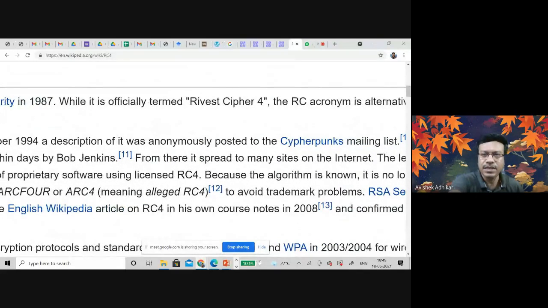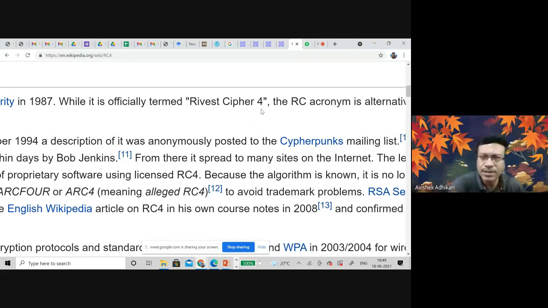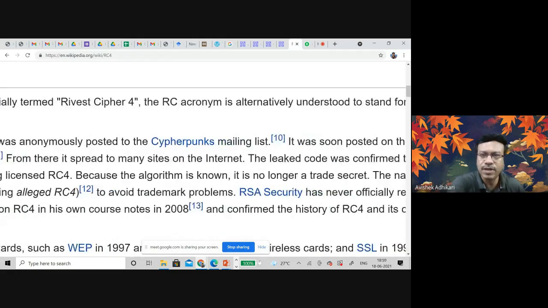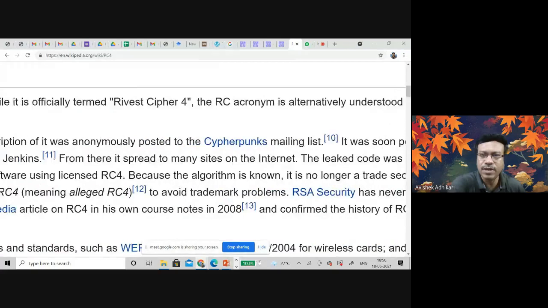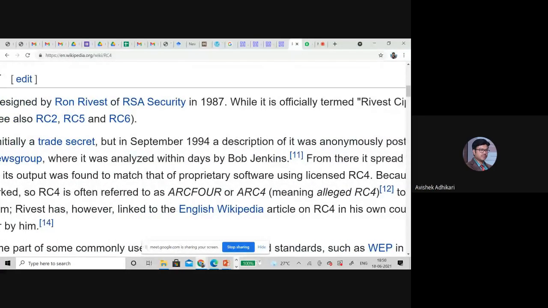So you remember the RSA crypto system, Rivest, Shamir and Adleman; the same Rivest. So this was termed Rivest Cipher 4. That's why, in RC4, the RC acronym is alternatively understood to stand for Ron's Code. So Ron Rivest, that's why Ron's Code.